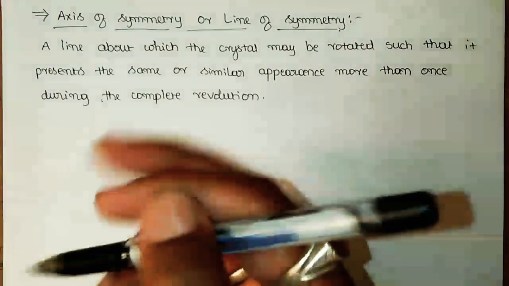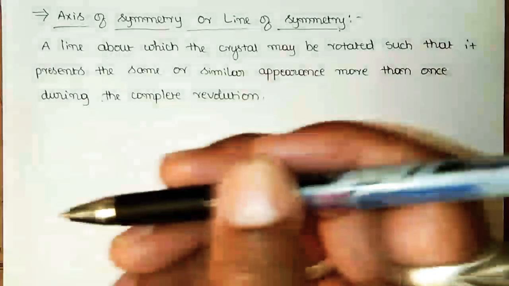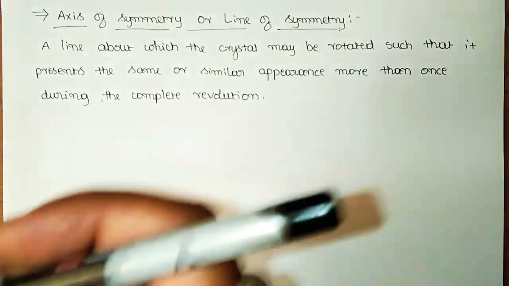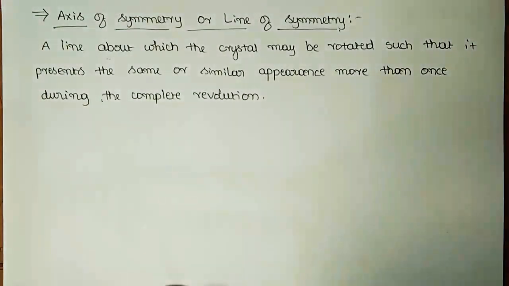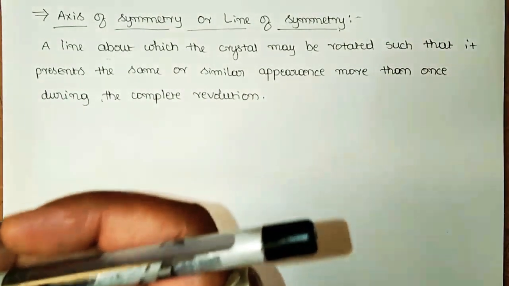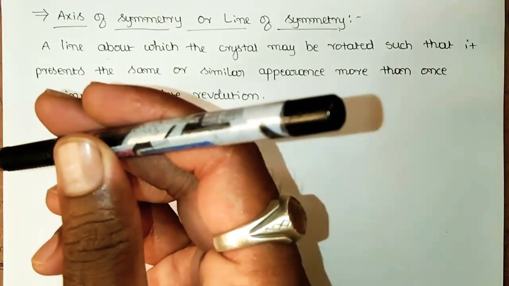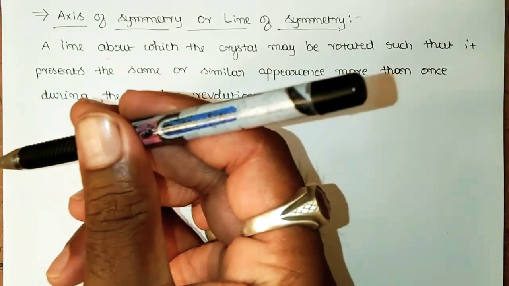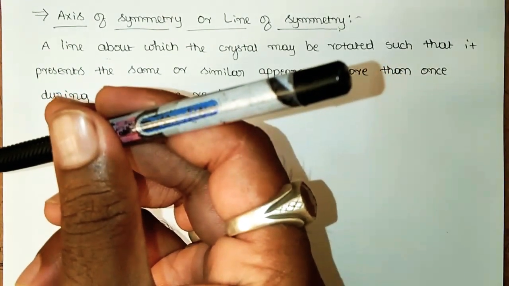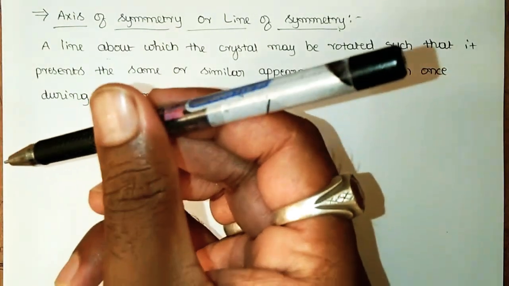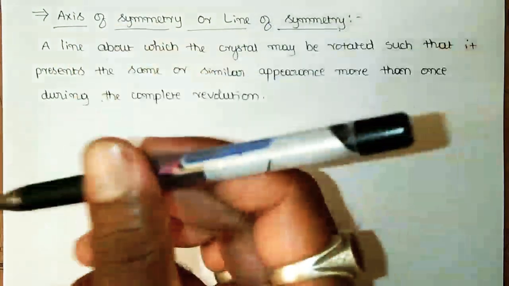That means the crystal will be rotated, keeping the reference of that line, about a certain angle, say for example 90 degree. If you are giving 90 degree rotation one time, this will be the arrangement of the crystal. After giving one rotation, the appearance the crystal shows will be similar to the original appearance. And after one more rotation, again a similar appearance.